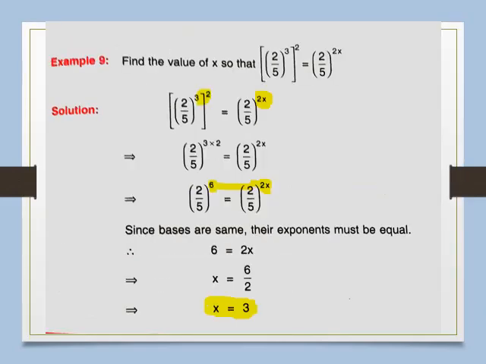So here again, based on the fourth law, here is a small calculation. On both sides the bases are equal, that is 2 by 5 and 2 by 5. So what we have to do is find the value of x. Now bases are equal, which means the powers are also equal. So we will equate 6 with 2x, and when we equate 6 with 2x, we get the value of x as 3. In this way we can calculate the value of x by using the laws.